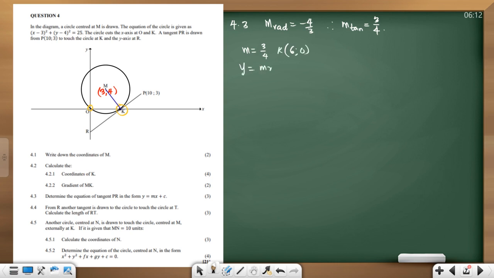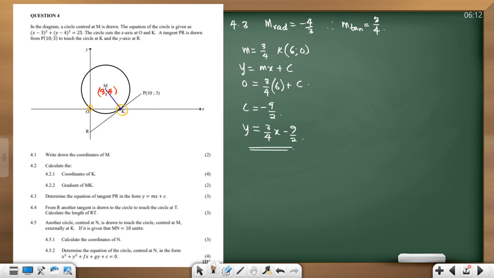Lovely. y equals mx plus c. What's our y value? Our y value is 0. What is our m? 3 over 4. What is our x value? 6 plus c. Lovely. So what is our answer? Please, you use your calculator, but I see my answer here as 9 over 2. So c equals negative 9 over 2. What do we have? y is equal to 3 over 4 x minus 9 over 2. And that's our answer. I hope everybody is okay with that.